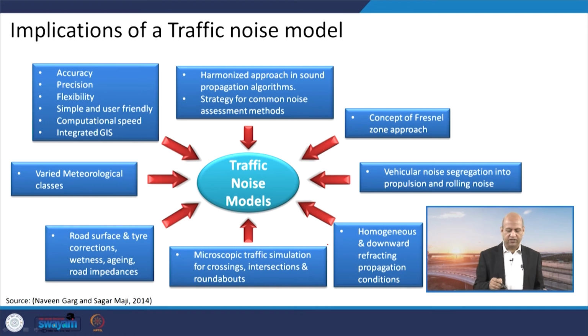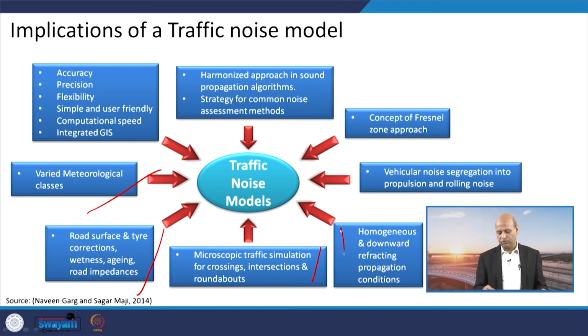You can see accuracy, the precision, means if good prediction is there, then this is better. Flexibility means different kinds of categories can be incorporated. Then simple and user friendly, because if it is very complicated, users will be very few. Then computational speed should be fast and it should be integrated with the GIS. Similarly, varied meteorological classes must be represented, road surface, tire corrections or wetness, aging road, impedances, then microscopic traffic simulation for crossings, intersections and roundabouts, that possibility must be there.